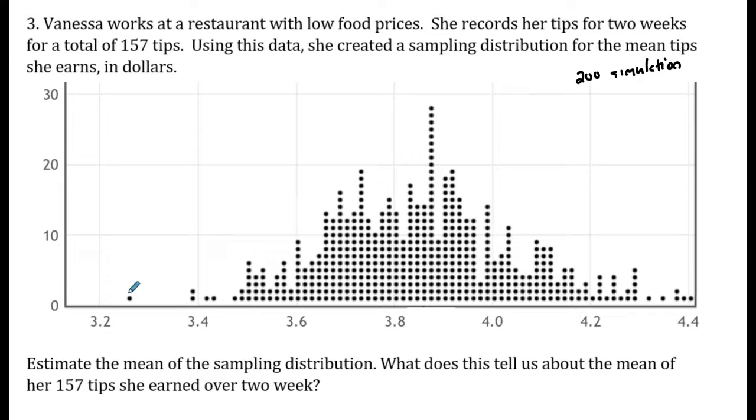So what this means is that each dot here is an X bar. Each dot here represents her average number of tips, her average tip for those 2 weeks. The average tip is what's shown here.